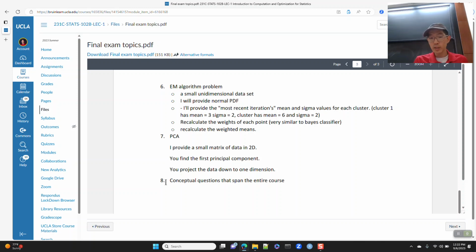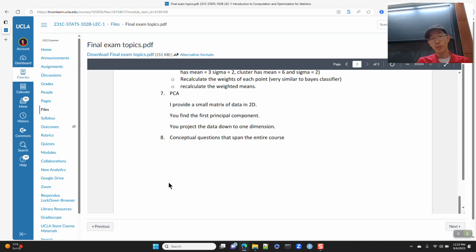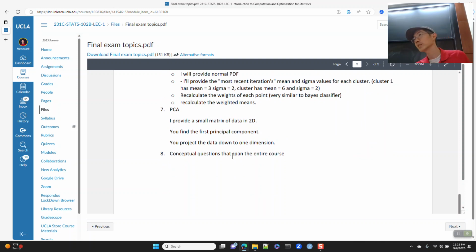Okay, and then the last page will be a handful of conceptual questions that span the entire course. So pretty much almost all of the final exam is everything after the midterm exam, with the exception of some conceptual stuff. So no calculations, no punching in numbers, but there might be some conceptual topics spanning the entire course.